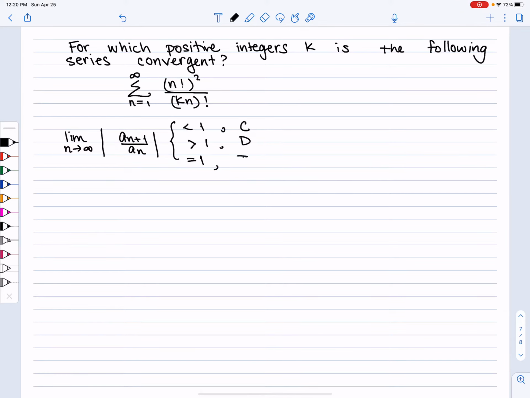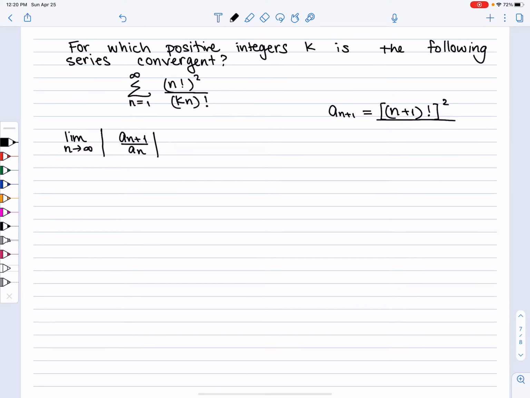So let me erase this right here for a second, and let's begin by finding what a sub n plus 1 is. So our a sub n plus 1 is equal to n plus 1 factorial to the second power over k times n plus 1 factorial. So a sub n you already have, so let's see where that takes us.